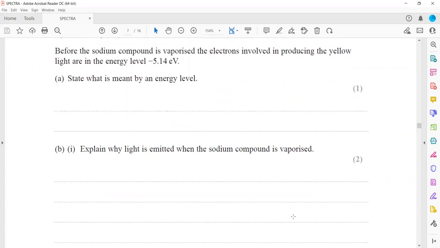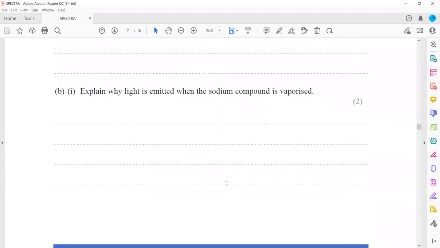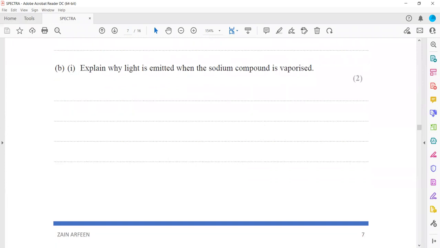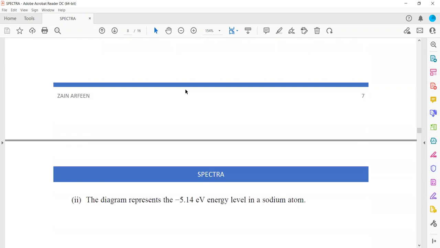Energy level, again the same definition: it's the discrete or allowed or specific energy of an electron, known as an energy level. Why is the light emitted when the sodium compound is vaporized? What is the reason? The electron gains energy and jumps to a higher level, and when this electron falls back to a lower level, it will emit a photon which leads to a certain color.